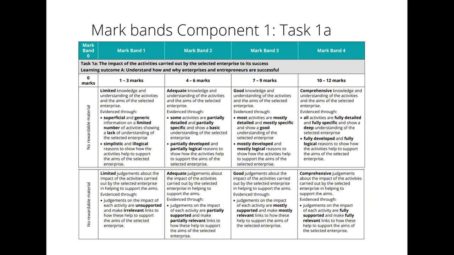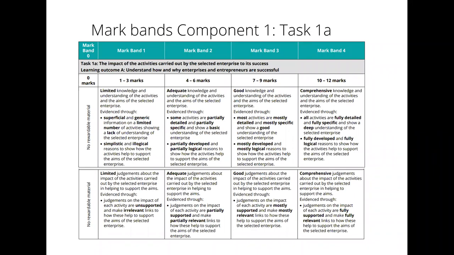Now they may get that first trait where they've looked at some activities and they're partially detailed, partially specific. They may then drop down into mark band one, where it's simplistic, illogical reasons on how those activities help. But then when they make their judgment, it may either fall back into mark band two or even go into mark band three, where it's partially supported, partially relevant in how those activities support the aims. And therefore the best fit approach would tell you, even though two traits are in mark band two, one trait is in mark band one, that doesn't drop them down to mark band one. The best fit would mean it's probably most likely to be in mark band two.